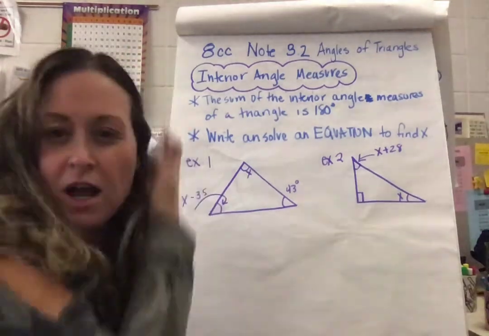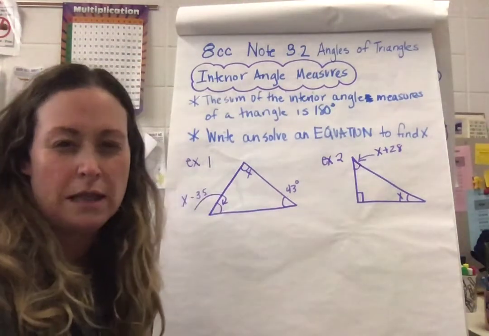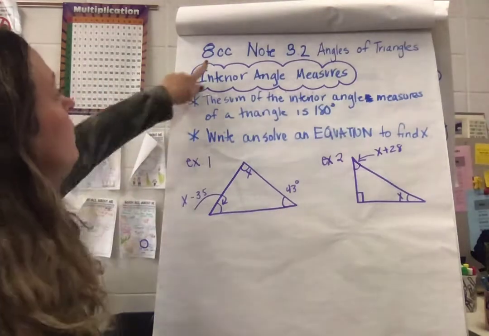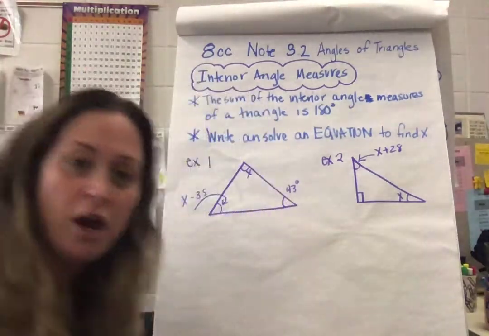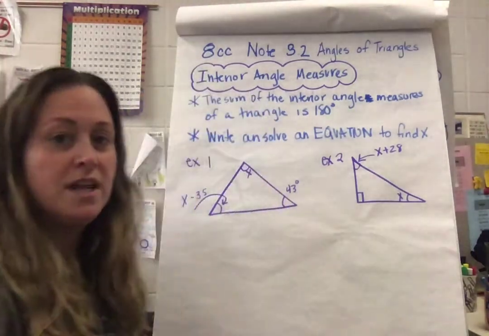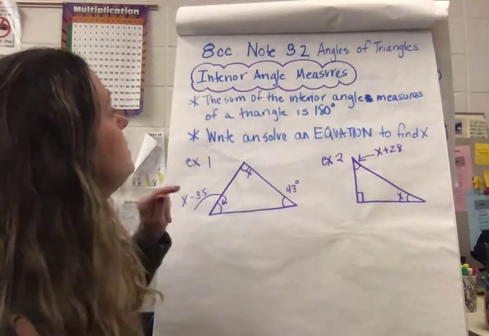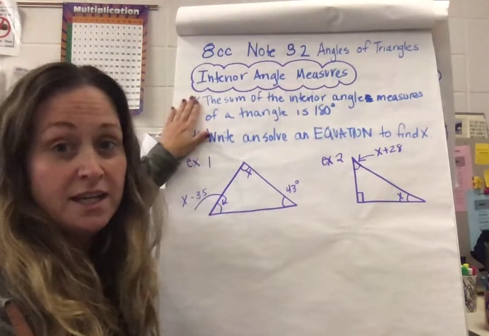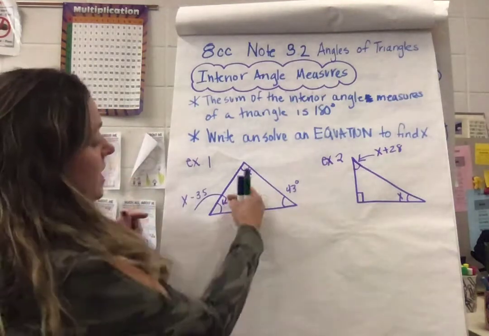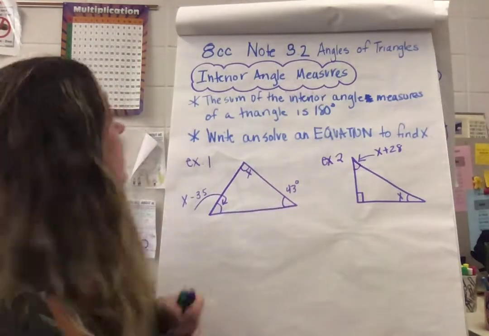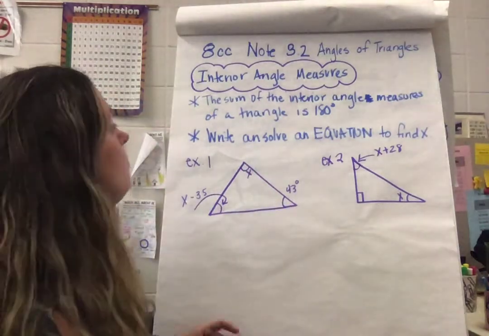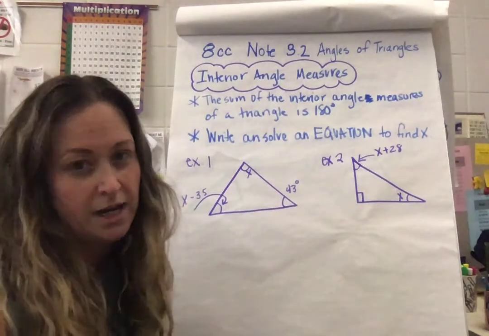Hi everybody, we're going to talk about notes from the 8th grade Common Core lesson 3.2, and the focus of this lesson are angles of triangles. We're going to talk about interior angles and exterior angles. The first examples are going to be focusing on interior angles. Interior angles are the angles inside of the triangle. The sum of the interior angle measures of a triangle is 180 degrees.